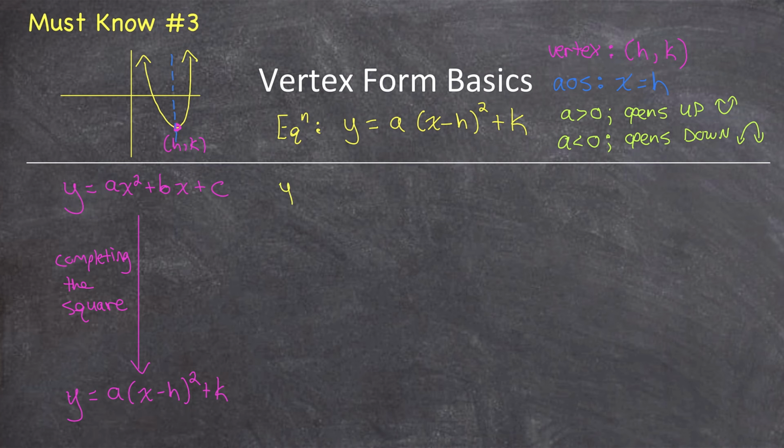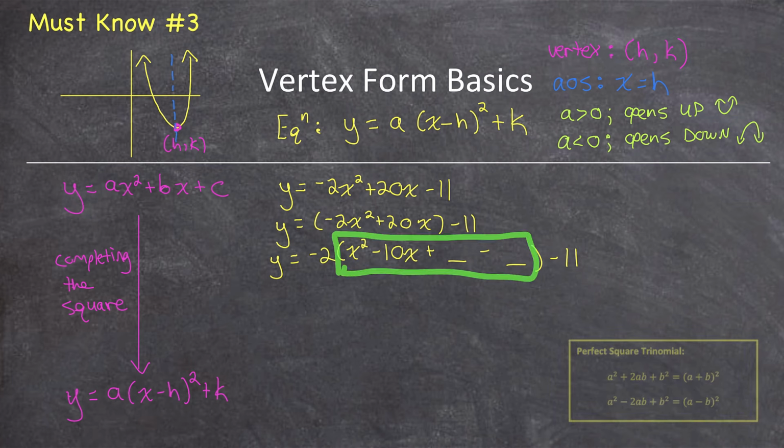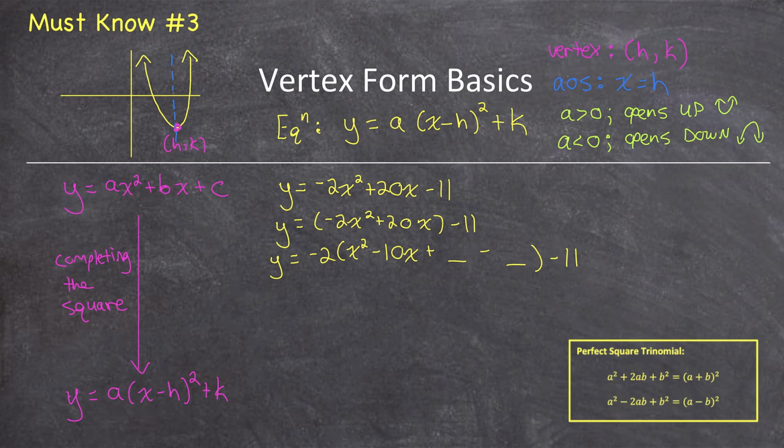Let's say we had the quadratic y equals negative 2x squared plus 20x minus 11. In order to get that into vertex form, you put the first two terms into a group, you common factor out the coefficient of the x squared from the first two terms only, and then I left spaces here for the number that we have to add and subtract to that quadratic in the brackets to turn this into a perfect square trinomial. It'll be a perfect square trinomial if the constant at the end is half of the b value squared. So half of 10 is 5, and 5 squared is 25.